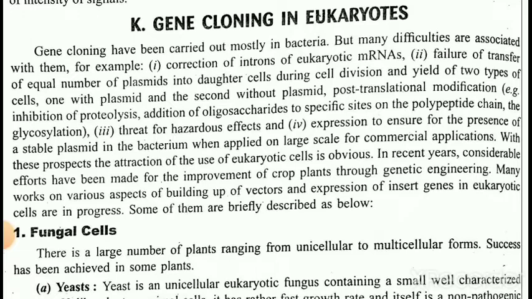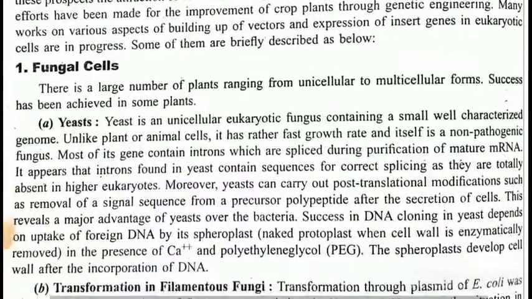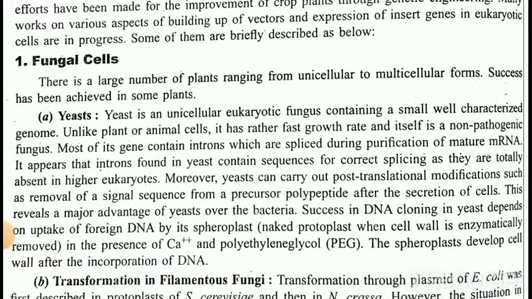In recent years, considerable efforts have been made for the improvement of crop plants through genetic engineering. Many works on various aspects of building up of vectors and expression of inserted genes in eukaryotic cells are in progress. Some of them are briefly described as below. 1. Fungal cells. There is a large number of fungi ranging from unicellular to multicellular forms. Success has been achieved in some of them.